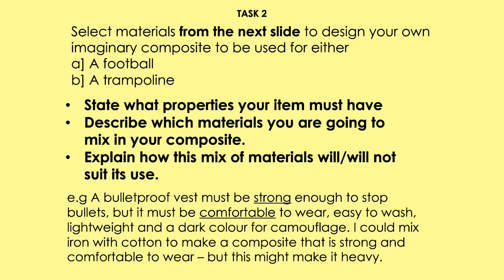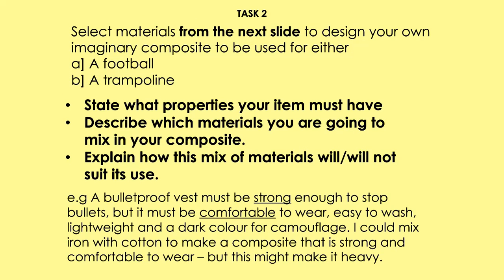Your second task is that on the next slide, there's a series of different materials that you can use to make your composite. I want you to design your own imaginary composite that you would use to make either a football or a trampoline. Or if you really want, you can come up with some other use. You need to state what properties your item must have, and then describe which materials you're going to mix to make your composite material. And then lastly, explain how this mix of materials will or will not suit its use.